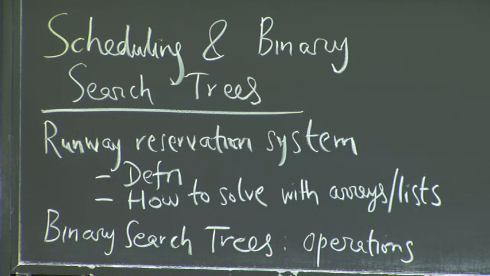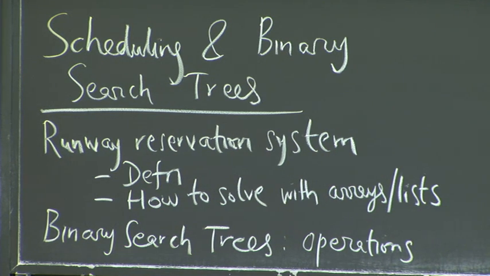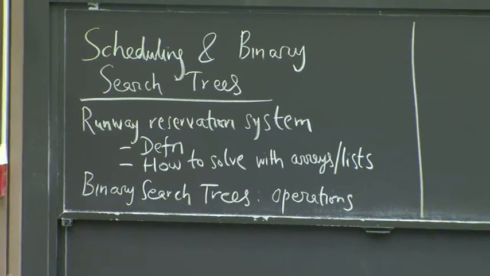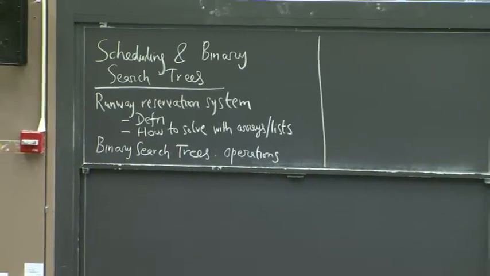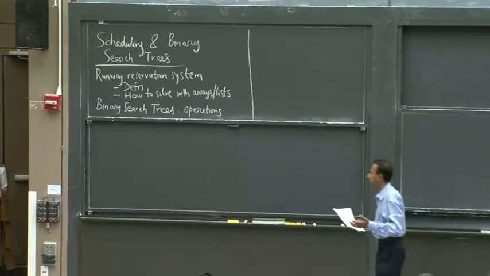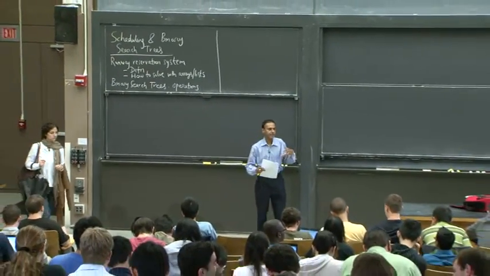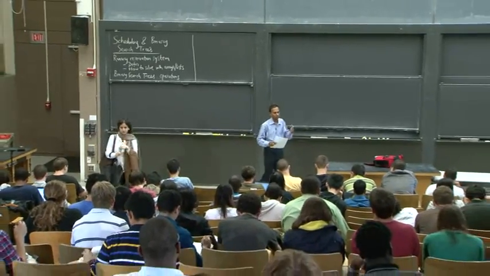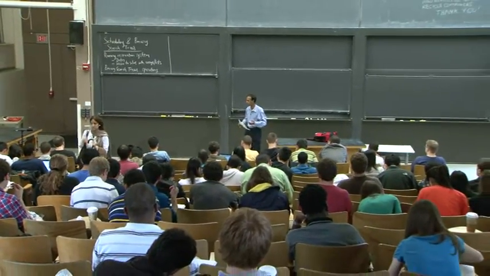So today's lecture is about a brand new data structure that you've probably seen before, and we've mentioned earlier in 006, called a binary search tree. We've talked about binary search. It's a fundamental divide and conquer paradigm. There's a data structure associated with it called a BST, a binary search tree.